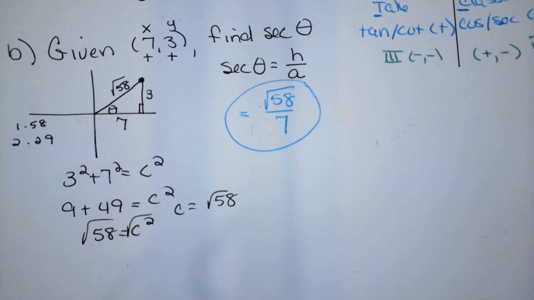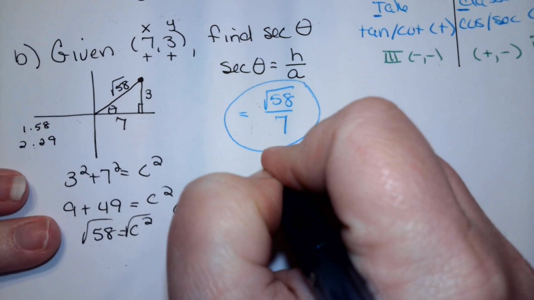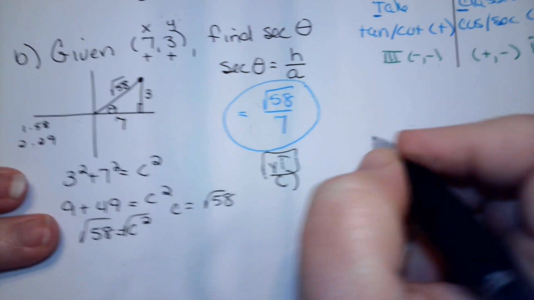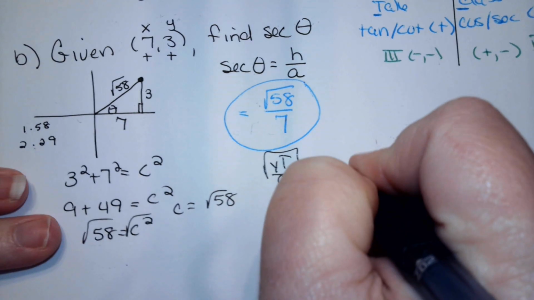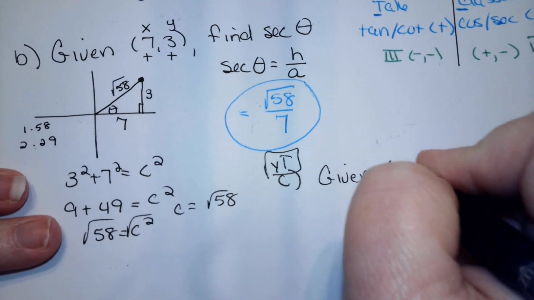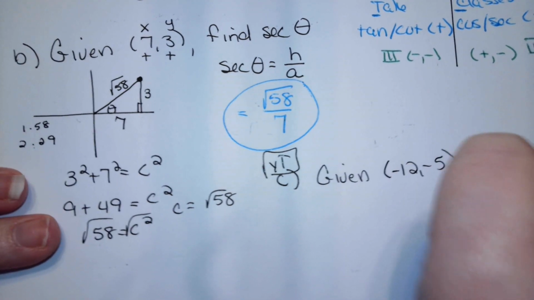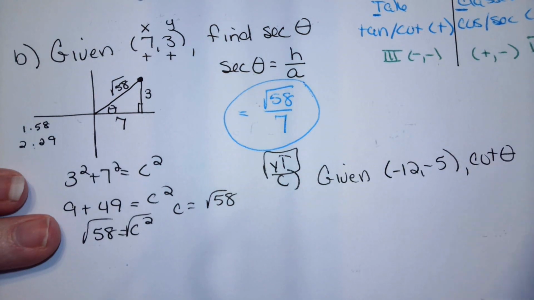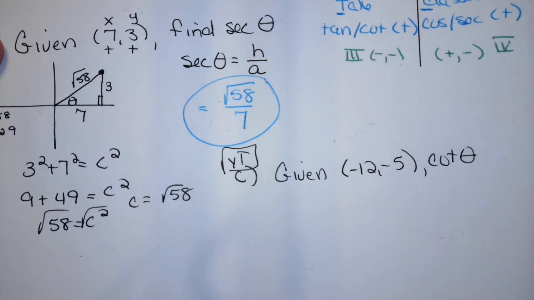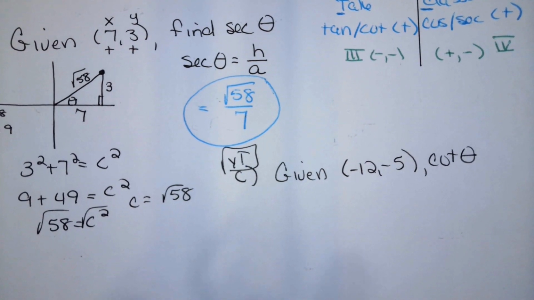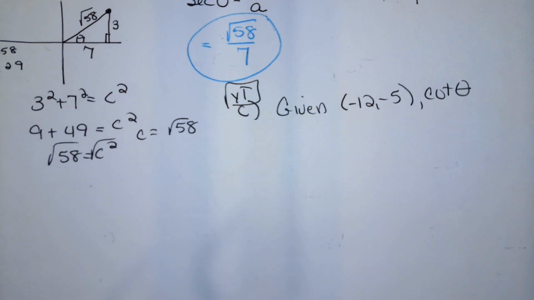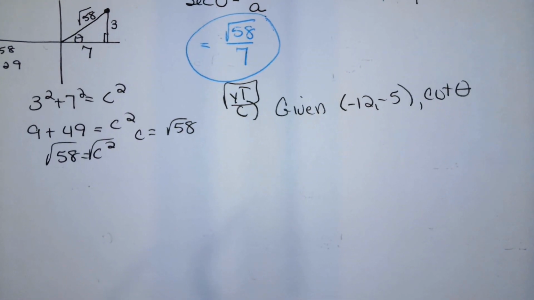Alright, our last one. So you try. Given the point -12, -5, find the cotangent of theta. If you'll pause the video here for about 2 to 3 minutes and work through that.